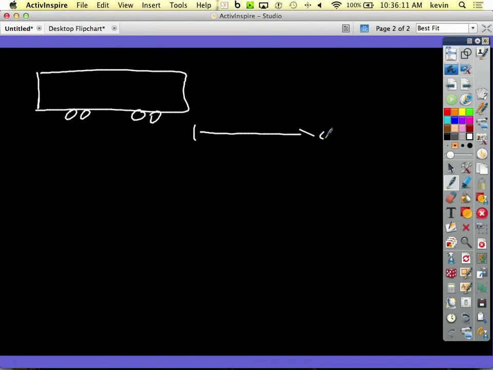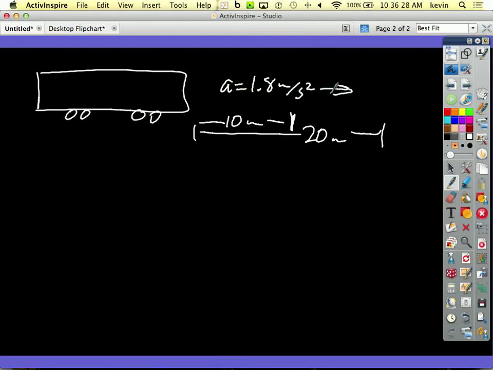So my train is obviously here. 20 meters is here. 10 meters is there. We have an acceleration of 1.8 meters per second squared in that direction. Initial velocity of 0. So those are my givens, with my hidden being right there, obviously. My asked for is V final, or V.